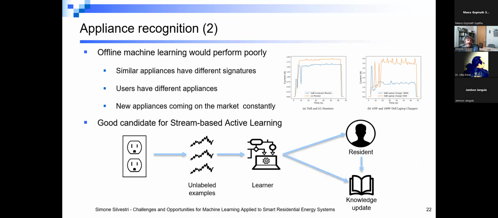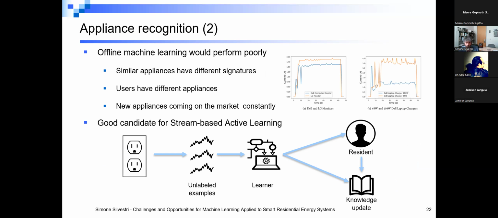So why is this not a good candidate for the standard type of offline machine learning, in which you do the training and then just do the testing? Here we have some preliminary data that we have collected. These are data over time of the current consumed by two appliances that you would expect to be similar, such as a Dell monitor and an LG monitor, or a Dell laptop charger and another Dell laptop charger. They can be significantly different, even if from a more abstract standpoint they're basically the same type of appliance. So we cannot just train and test. Additionally, new appliances come up in the market every day, so it's very hard to have a training set that is sufficiently representative of the entire set of appliances available at a certain time.